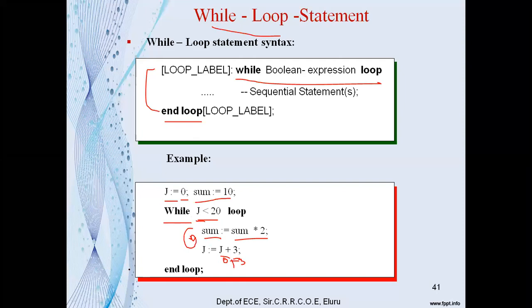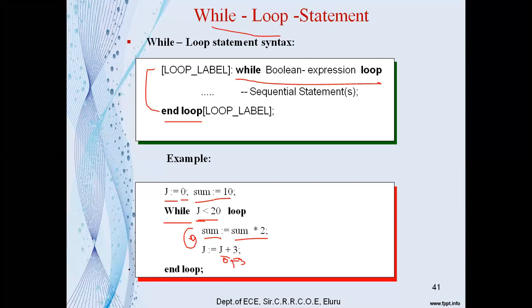So what is the difference between the for loop and while loop? In the for loop, we take the iteration process using integer values, and for the while loop, we use Boolean expressions to perform the iterative process. So that is about the for loop and the while loop.